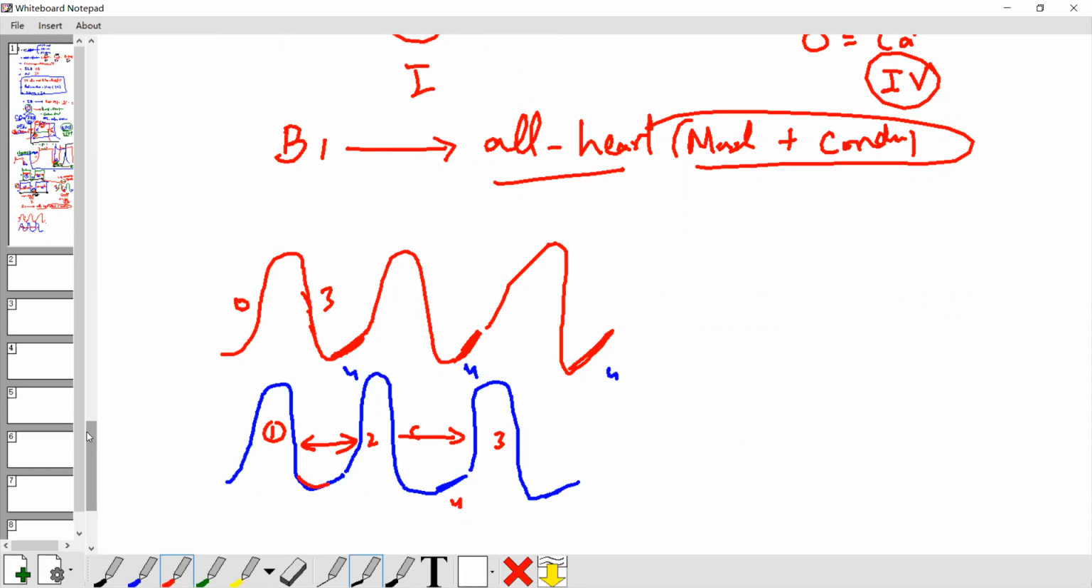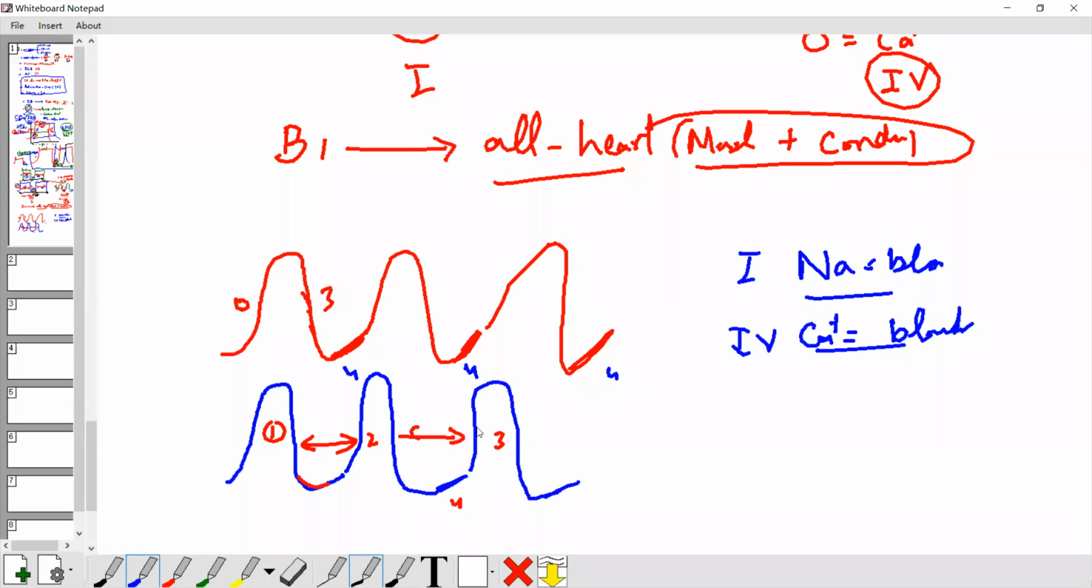If any patient has a conductive problem, an arrhythmia due to the conductive system, then you prefer a calcium blocker. Clear? If there is any myocardium issue, then you prefer a sodium blocker. If there is any conductive system issue, because it is related to calcium, then you prefer a calcium blocker. Understand? This is your class 1, this is your class 4.